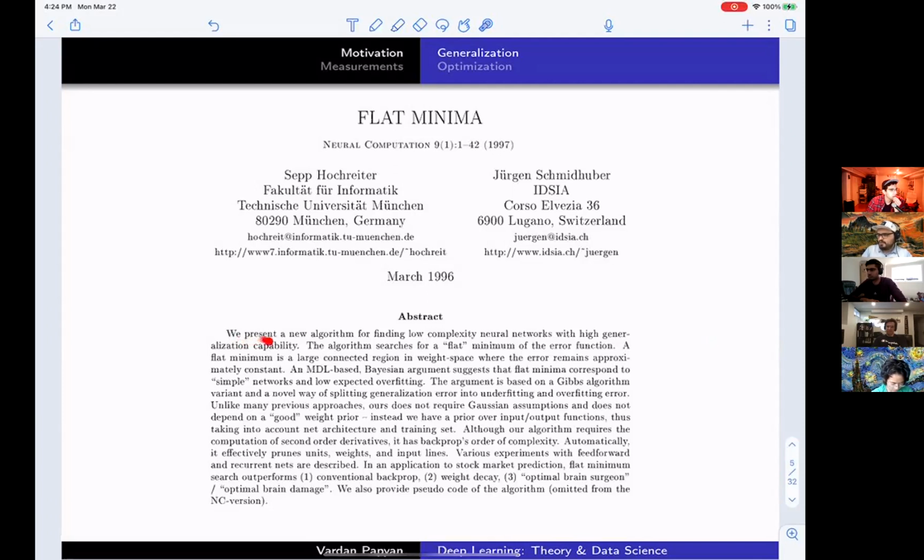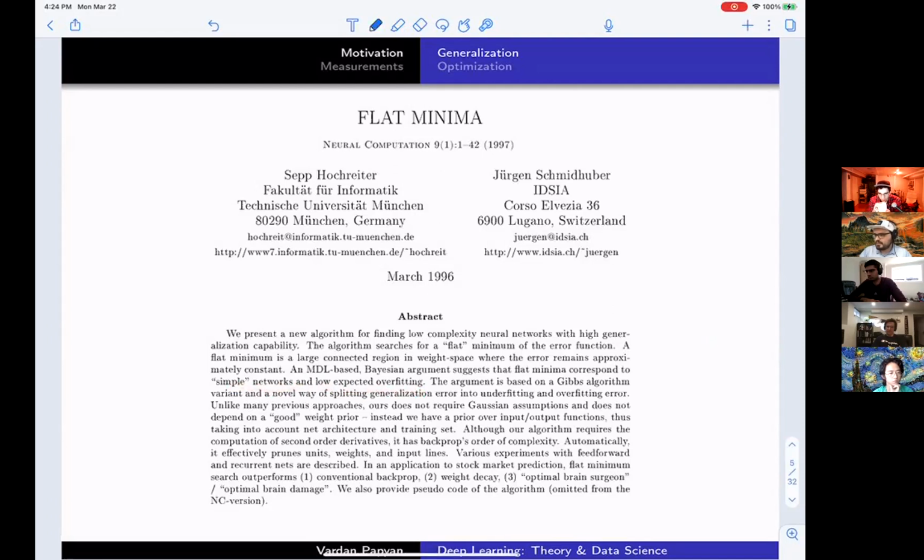They say, we present a new algorithm for finding low complexity neural networks with high generalization capability. The algorithm searches for a flat minima of the error function. A flat minimum is a large connected region in weight space where the error remains approximately constant. An MDL-based Bayesian argument suggests that flat minima correspond to a simple network and low expected overfitting.